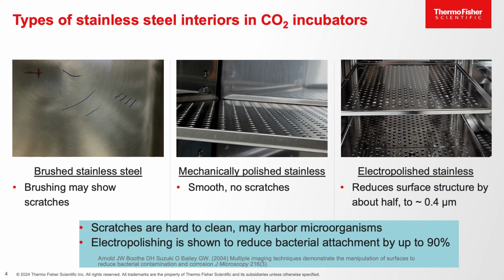Brushed stainless steel is a lower quality because the brushing adds small grooves where microorganisms can hide, and this can be more challenging to keep clean. Mechanically polished stainless steel provides a smooth and polished surface, and it's easier to clean than brushed stainless steel. And best of all is electropolished stainless steel.